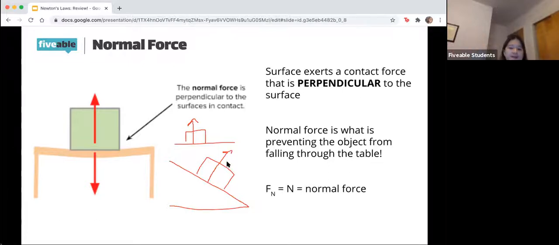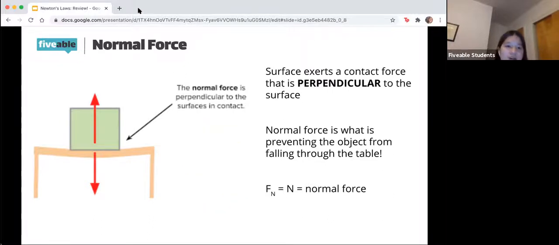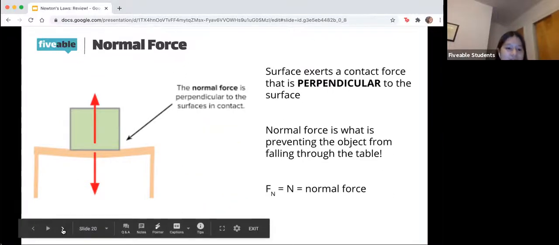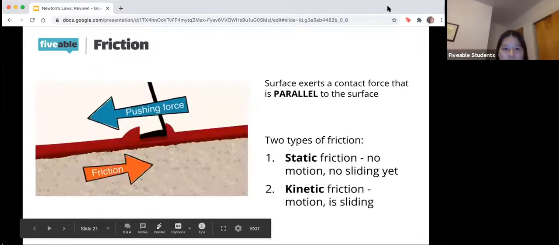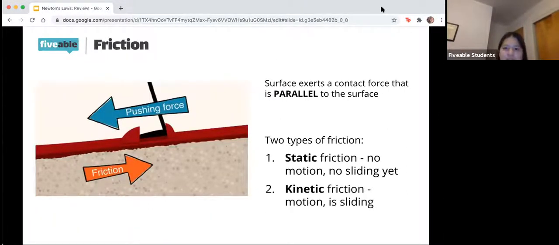So basically, the way I like to think of it is a thing that is preventing an object from falling straight through. So it's just support, the support force, I guess you could call it, super casually. It's not actually called the support force, but it's another way of thinking of it. So, all right, after normal force, we got friction again, pretty self-explanatory.